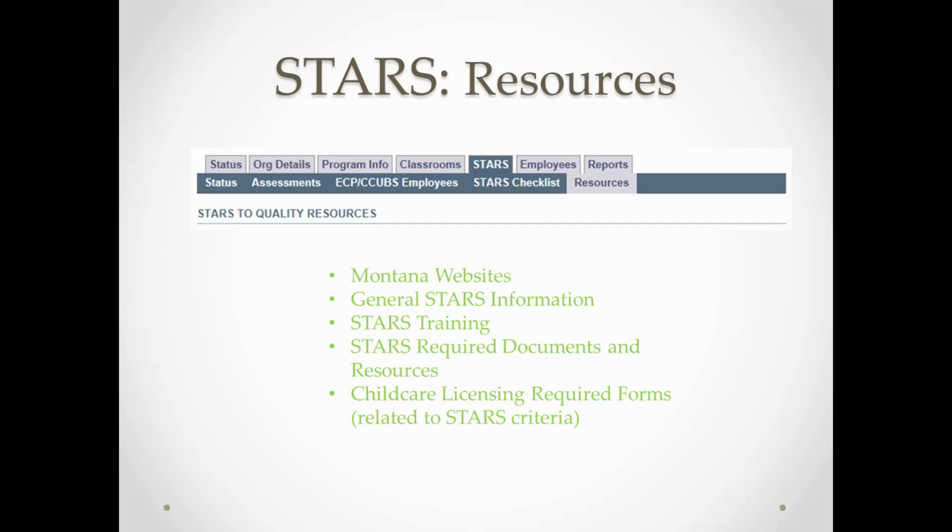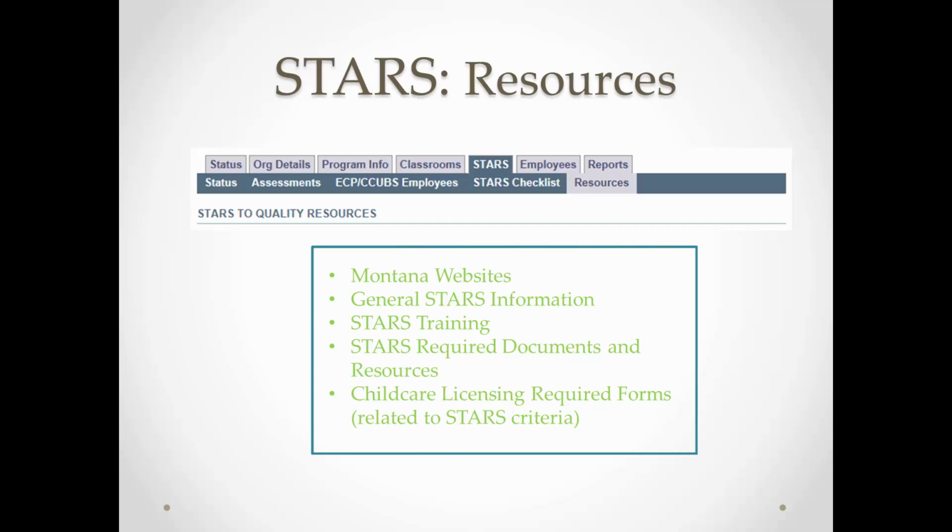The last subtab under STARS is the Resources subtab. This will provide resources around STARS. You will see resources from Montana websites, general STARS information, STARS trainings, STARS required documents and resources, and childcare licensing required forms that are related to STARS criteria. Make sure you take a look, as these resources will be helpful as your program progresses through STARS.